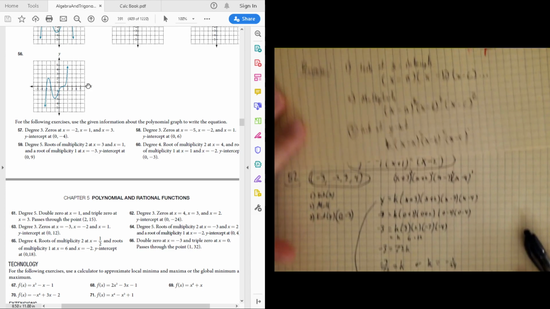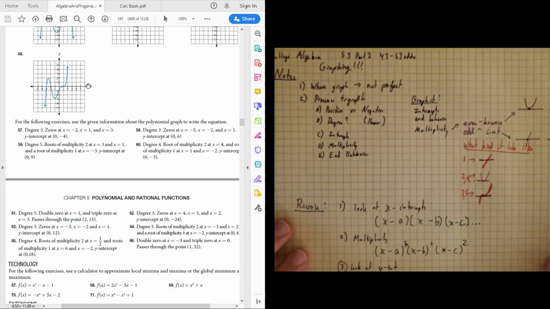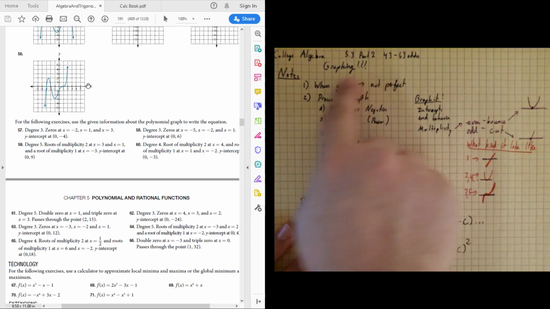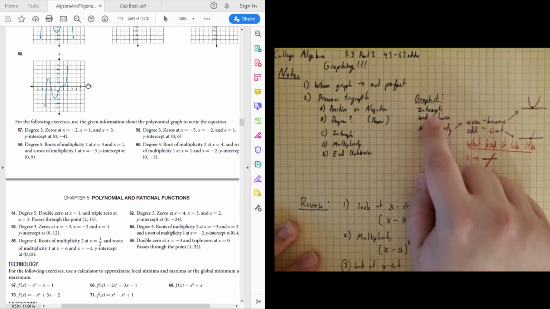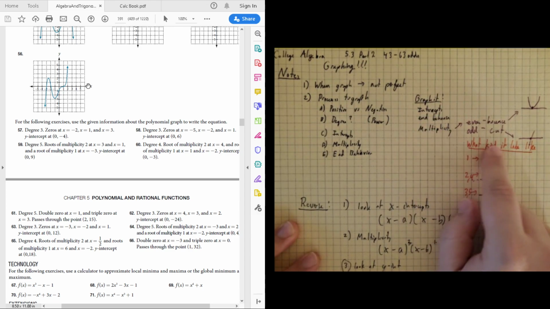Let's go ahead and take a look back at our notes. So there are two big parts to our notes. How to do it when you have to graph it. Notice there's two parts. The information you need to find is over here. How to actually graph it is right here, including with the multiplicity, what to do.